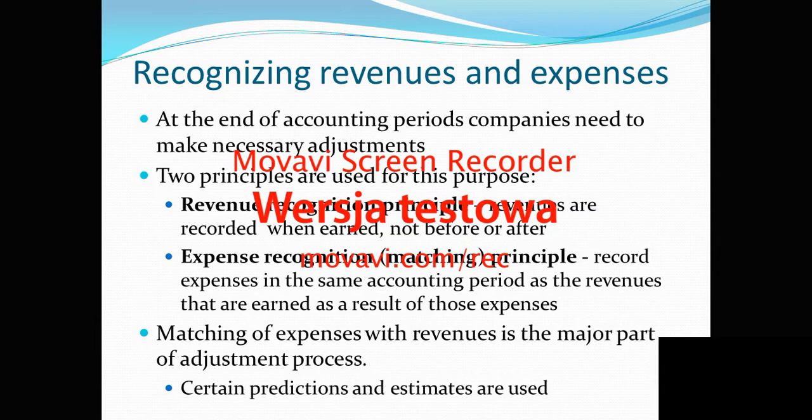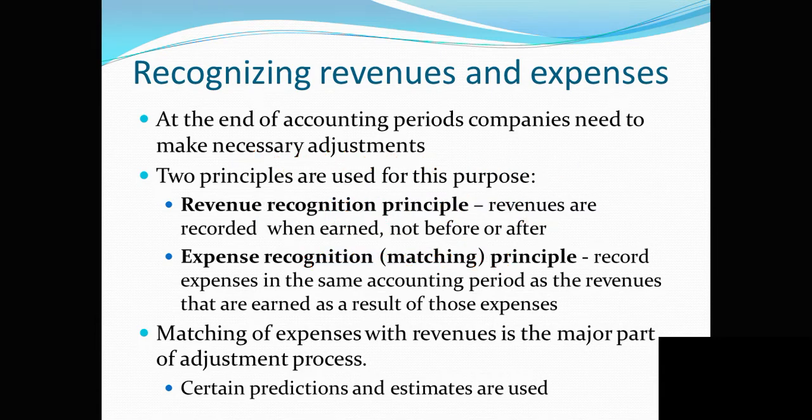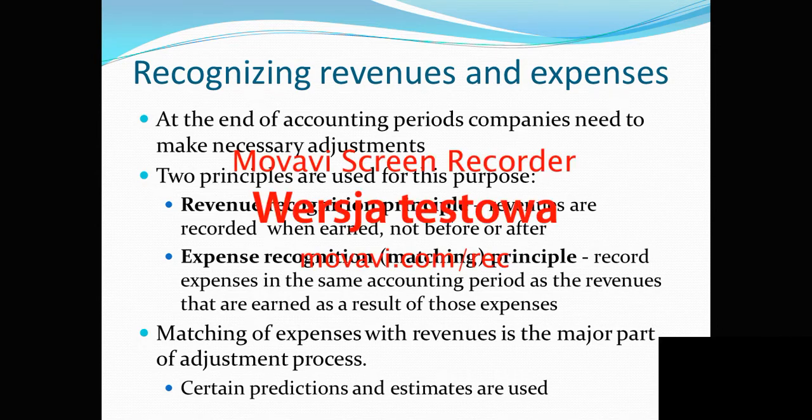So, recognizing revenues and expenses. At the end of accounting periods, companies need to make necessary adjustments, and when making those adjustments, two principles are used. The first is the revenue recognition principle. We actually talked about them before.